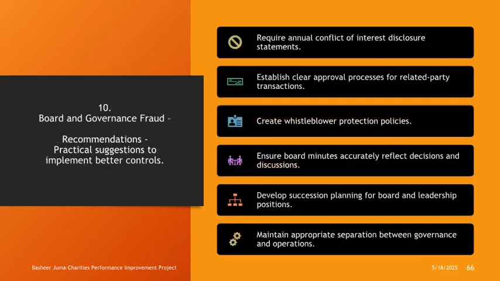Recommendations. Require annual conflict of interest disclosure statements. Establish clear approval processes for related party transactions. Create whistleblower protection policies. Ensure board minutes accurately reflect decisions and discussions. Develop succession planning for board and leadership positions. Maintain appropriate separation between governance and operations.